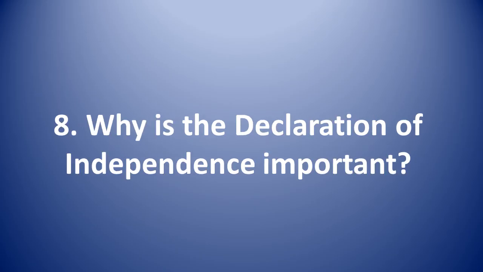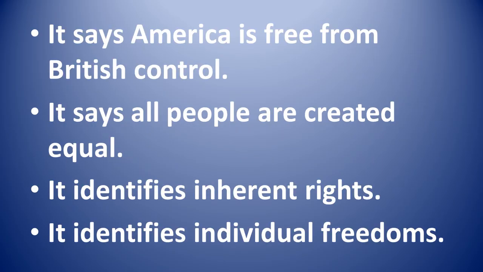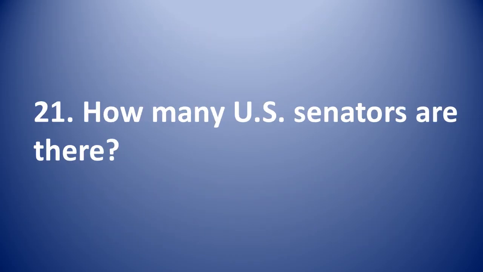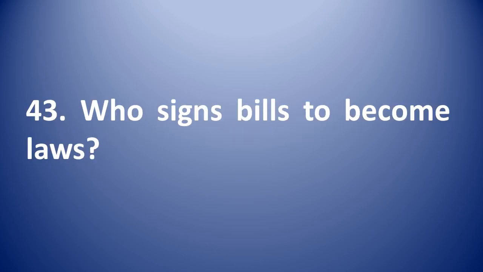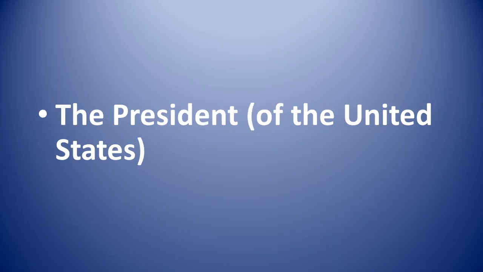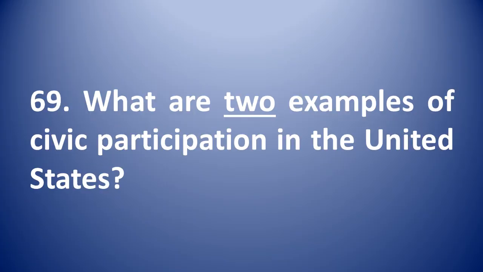Why is the Declaration of Independence important? It says all people are created equal. How many U.S. senators are there? 100. Who signs bills to become laws? The President of the United States.